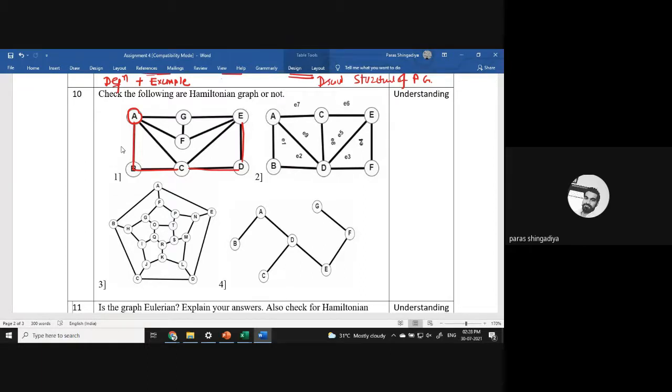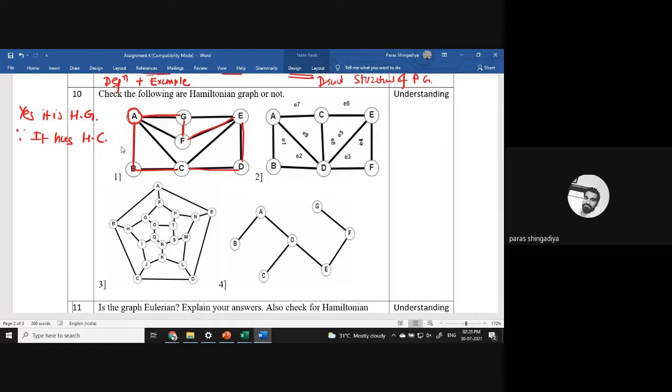Then after E, you can reach to F, F to G and G to A. That is a circuit, from A to A, which covered every vertex exactly one time. So therefore, this graph is a Hamiltonian graph. Here is your conclusion of this graph: yes, this graph is Hamiltonian. It is a Hamiltonian graph because it has a Hamiltonian circuit.